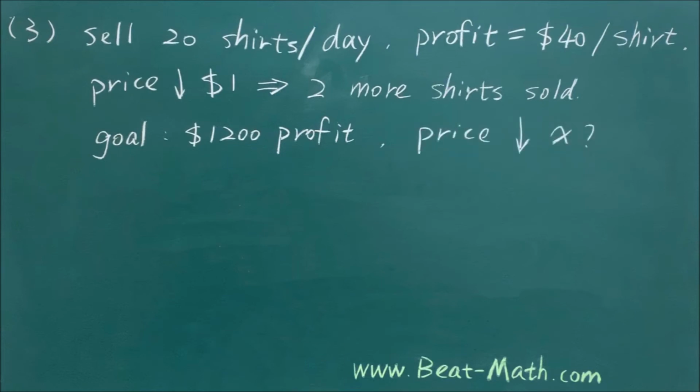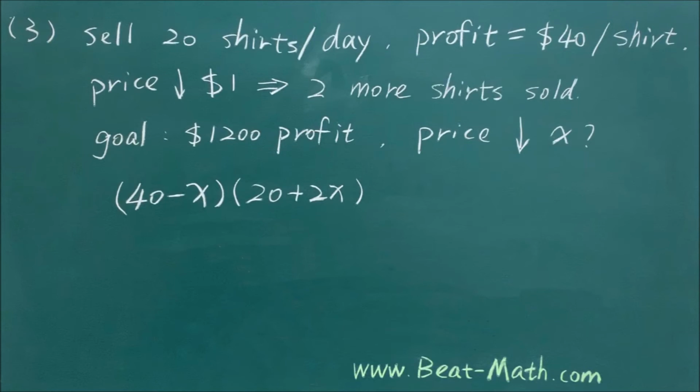First, we assume the price should be reduced by x dollars. Then, 2x more shirts will be sold. The total amount of shirts sold will be 20 plus 2x. The profit of selling one shirt will be decreased to 40 minus x dollars. Thus we get the total profit as (40 minus x) times (20 plus 2x).